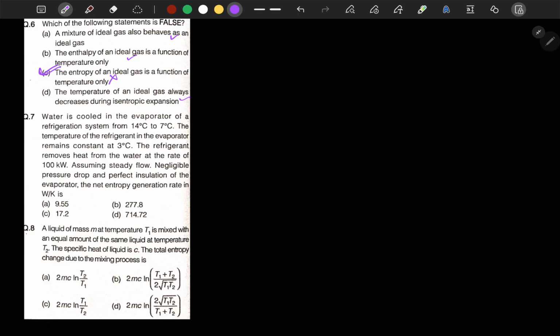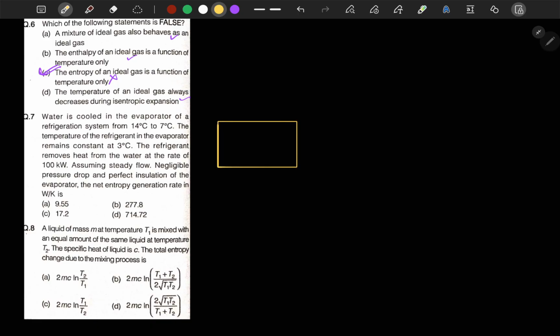Okay, next, the water is cooled in the evaporator of a refrigeration system from 14 degrees Celsius to 7 degrees Celsius. The temperature of the refrigerant in the evaporator remains constant at 3 degrees Celsius. The refrigerant removes heat from water at the rate of 100 kilowatt. Assuming steady flow, negligible pressure drop, perfect insulation of the evaporator, the net entropy generation rate. Okay, so let's say this is the evaporator.